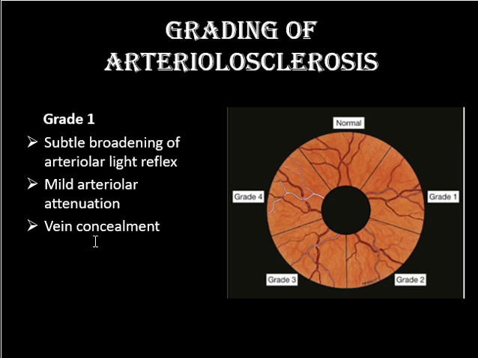This term is sometimes confusing. What is vein concealment? Because of the sclerosis of the arterioles, their reflex is broadened, and this broadening of the reflex conceals the vein reflex. So the veins are not as prominent as we see in the normal retina, and the arteries become more prominent. This is the meaning of vein concealment. Because of the broadening of the arterial light reflex, the veins go under a shadow, something like that.